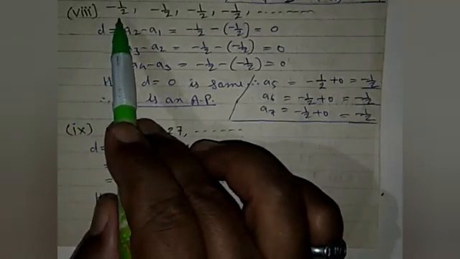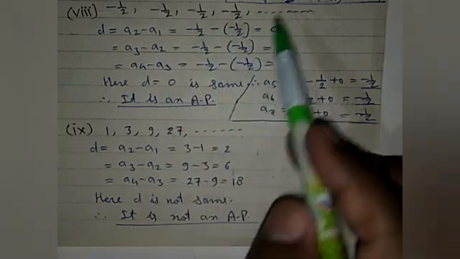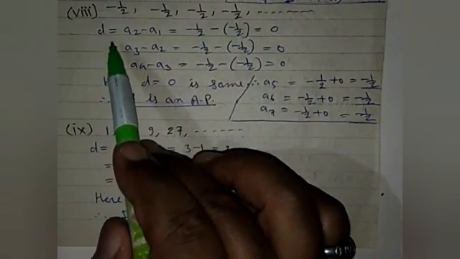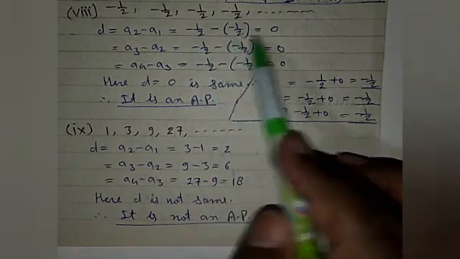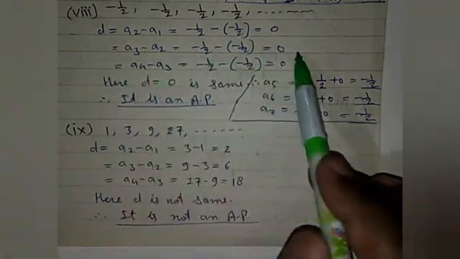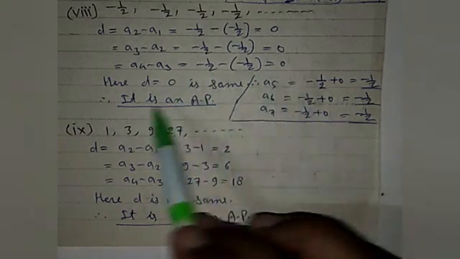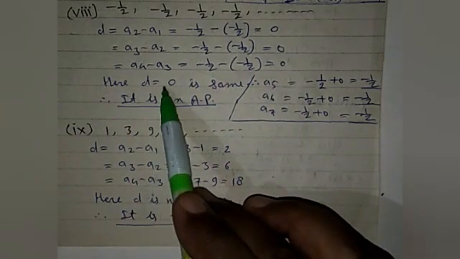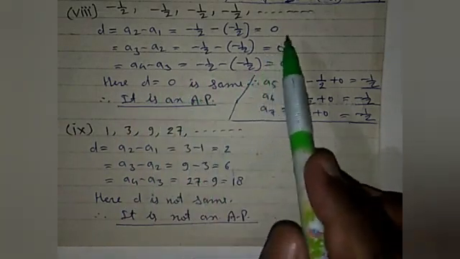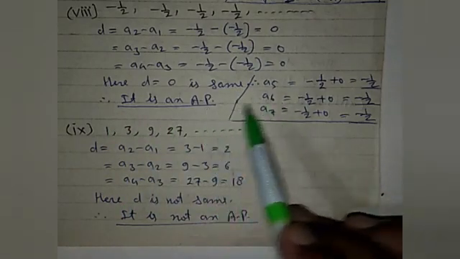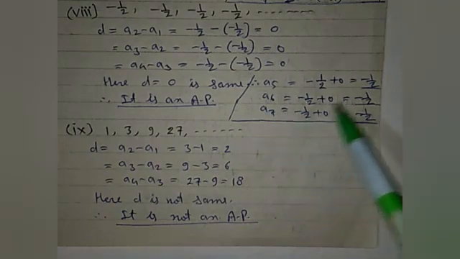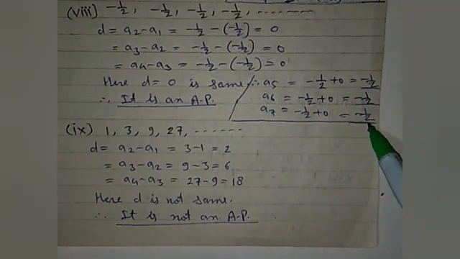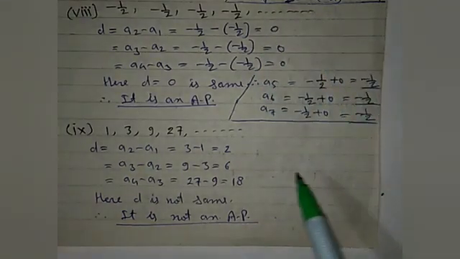In the 8th part, the series is minus half, minus half, minus half, minus half. So here the difference D equal to A2 minus A1, that is equal to minus half minus minus half, that is equal to 0. Similarly, A3 minus A2 is 0, A4 minus A3 is 0. So here the difference D is equal to 0, which is the same. So it is an AP. Hence you have to find the next 3 terms, which will be A5, A6 and A7, which is also minus half and minus half, because the common difference is 0.